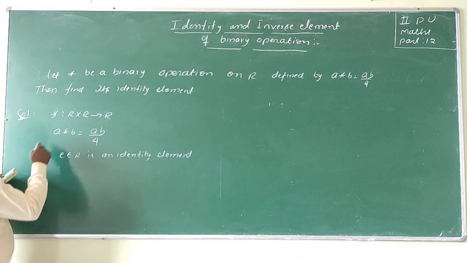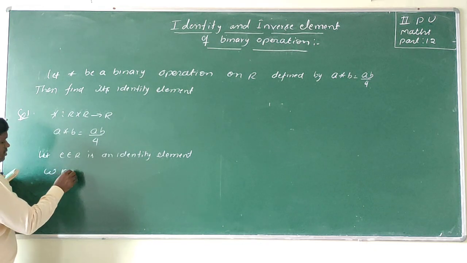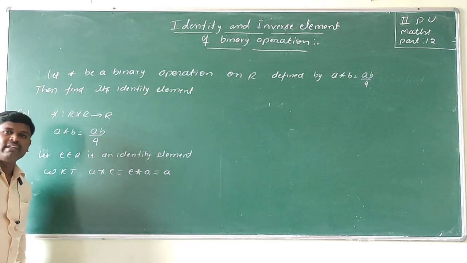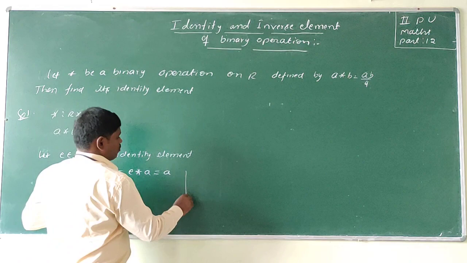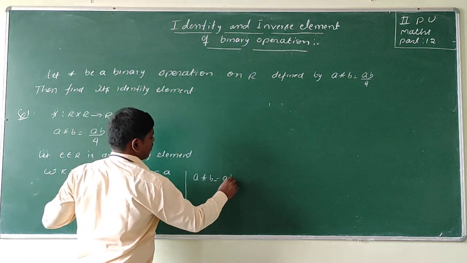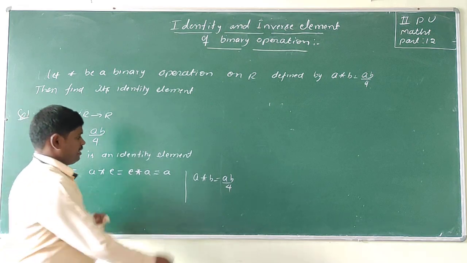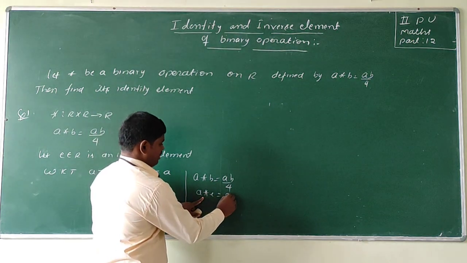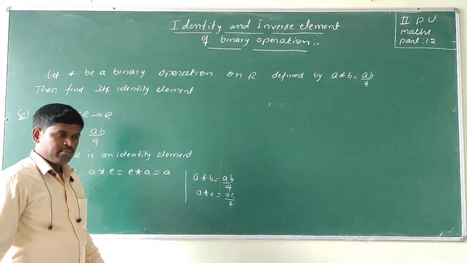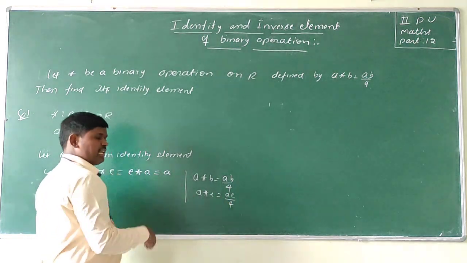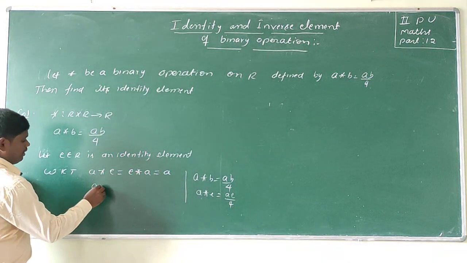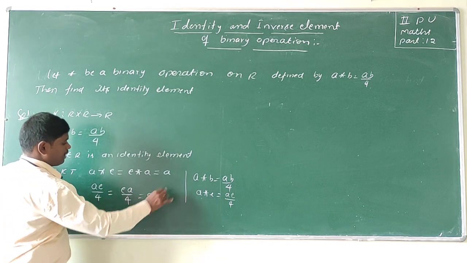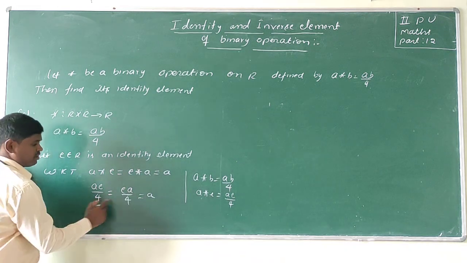So we know that A star E is equal to E star A is equal to A, by the definition of identity element of a binary operation. So apply here: A star B is equal to AB by 4. Similarly, A star E is A into E divided by 4, multiplying these two operands and dividing by 4. So that is AE by 4. So AE by 4 is equal to EA by 4 is equal to A. Equate any two of these.